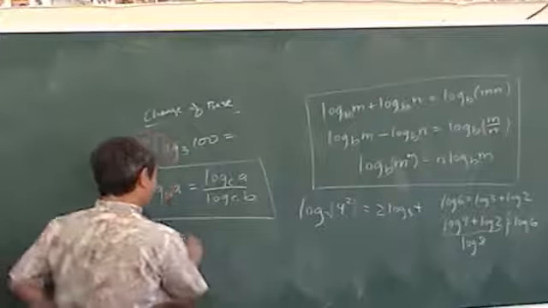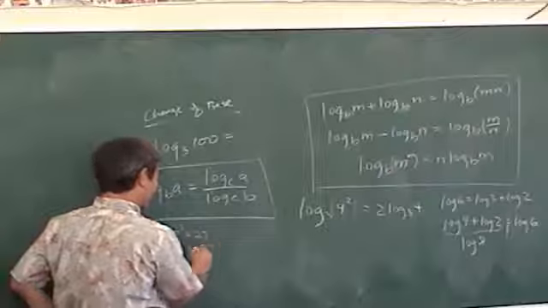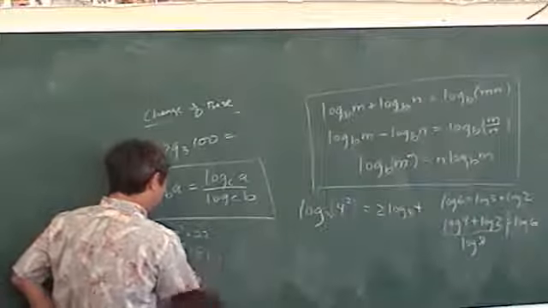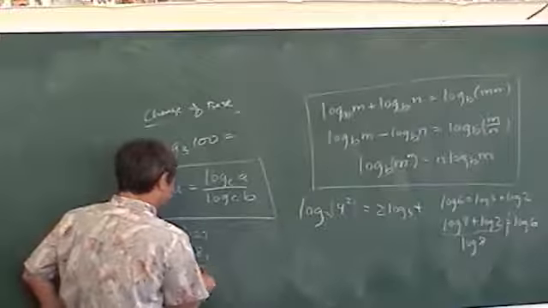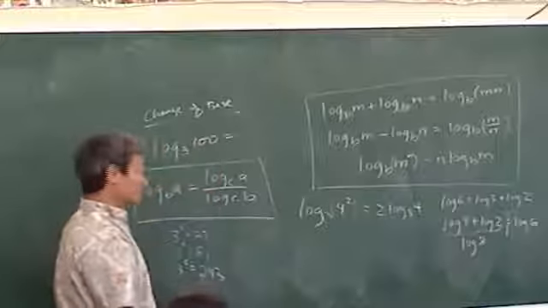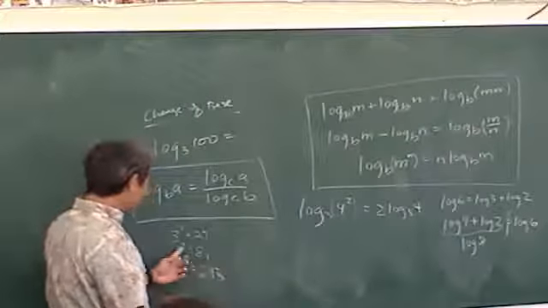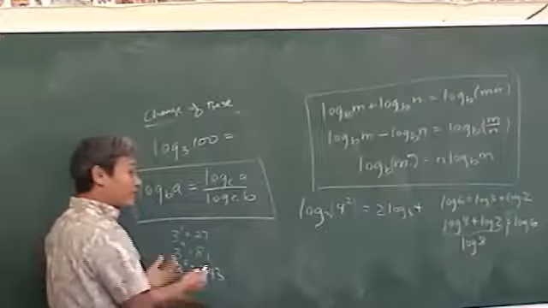Well, we know that 3 to the third power is 27. We know 3 to the fourth power is 81. And we know that 3 to the fifth power is 243. So what do you think this number is? 4 point something, right? If 3 to the fourth power is 81, that's close to 100, then shouldn't the answer be 4 point something?